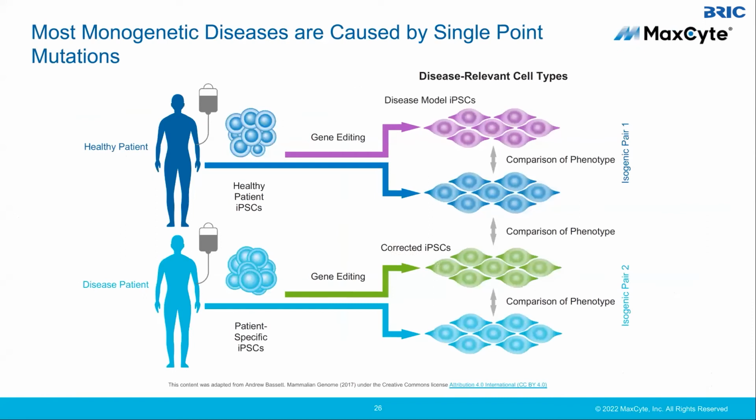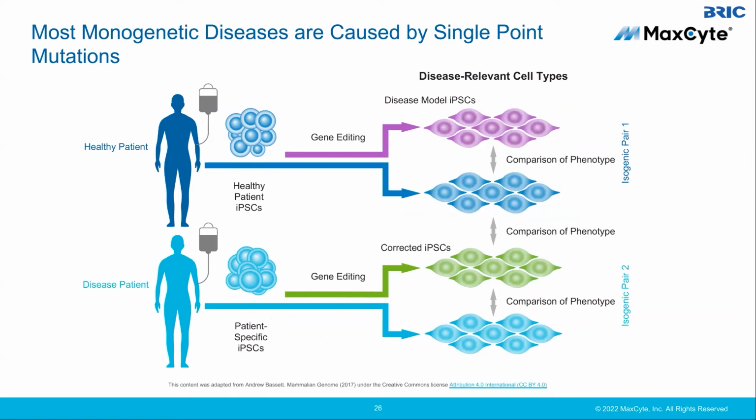Next, I'd like to go into monogenic diseases caused by single point mutations. The majority of monogenic diseases are caused by these single point mutations. So researchers doing disease modeling, for example, will either take a healthy patient iPS cell line and genome edit it to mimic the disease model, or if you have access to disease patient iPS cells, you can correct the mutation to generate an isogenic clone for drug screening purposes, for example, or just disease modeling.